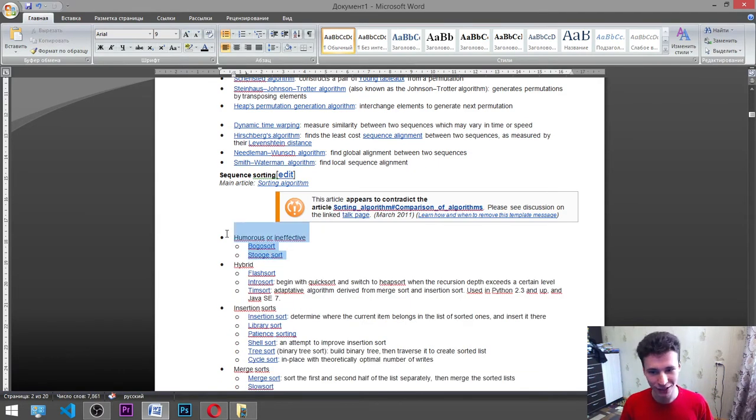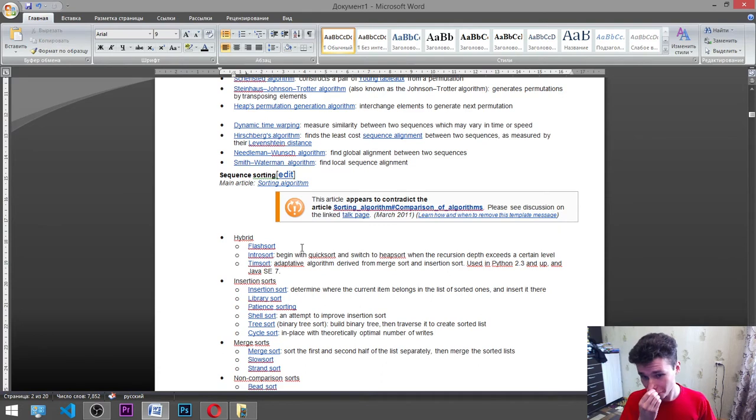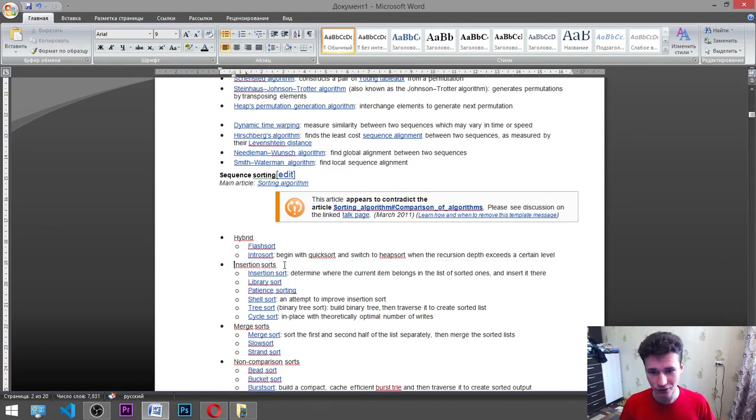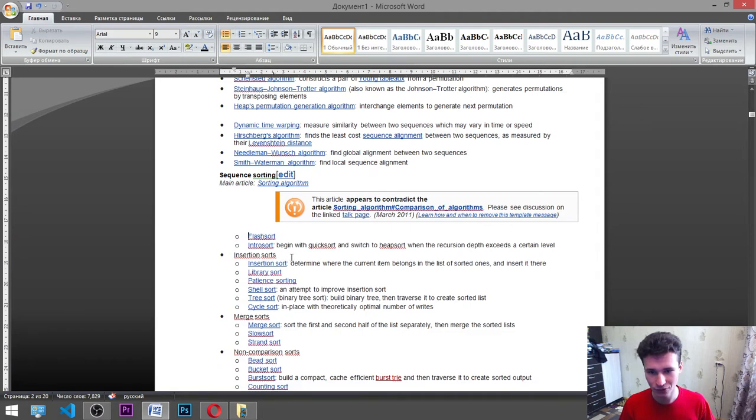Humorous and ineffective, I know about them. It is 3.7 big O notation. Bogosort, it is super mega ineffective. Flash sort, introsort, Timsort, I know. Flash sort, need to learn. Insertion sort, hybrid, I think that we can delete.